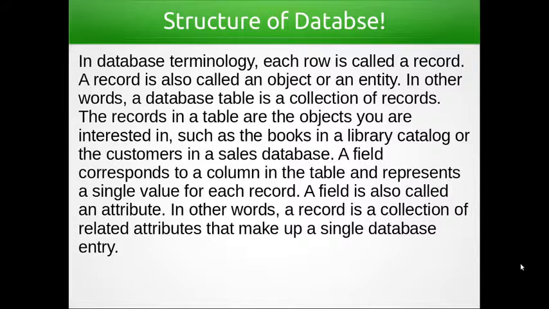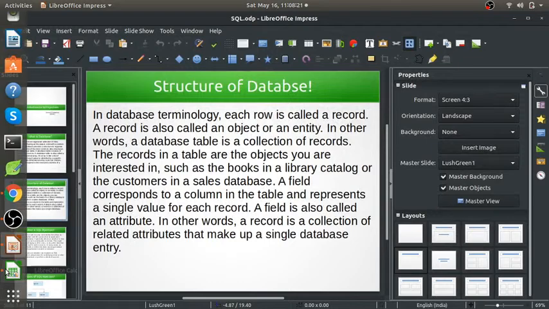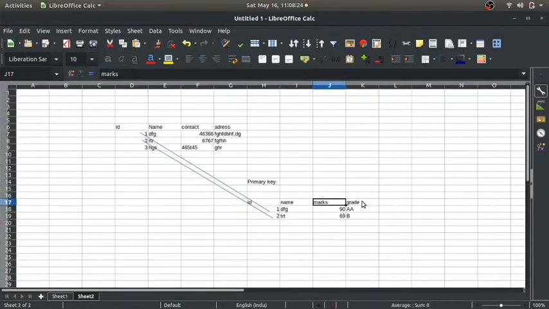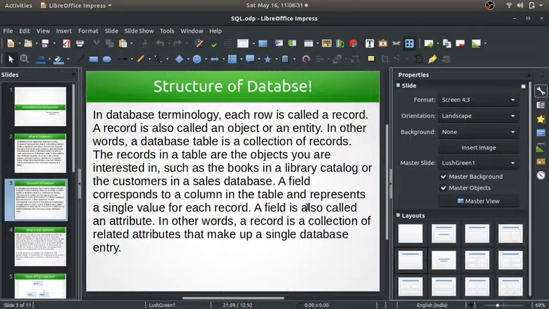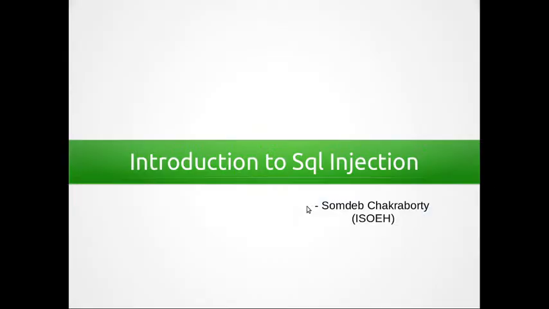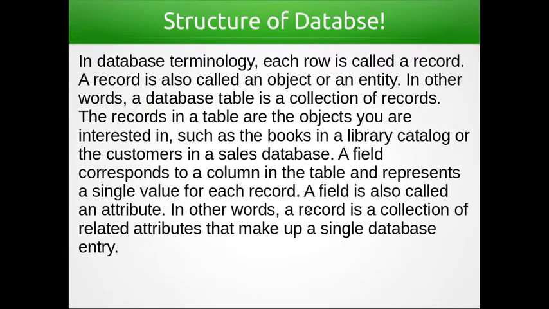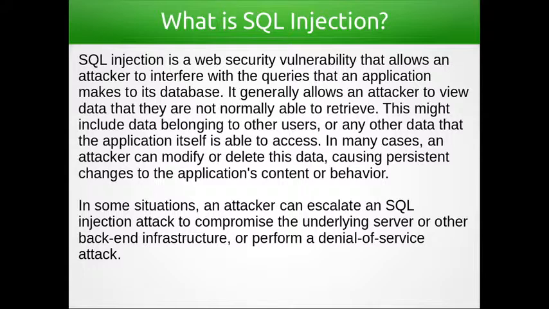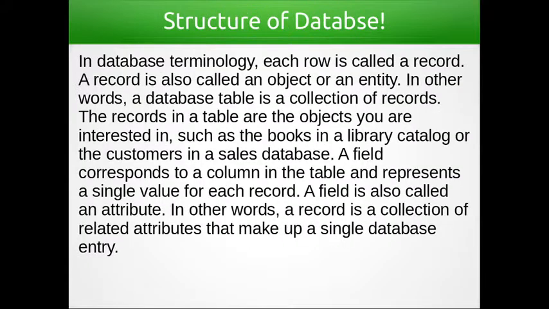So these fields are called attributes, and in these attributes we put single individual data, right? In other words, a record is a collection of related attributes that make up a single database entry. Okay, so this is the structure of the database, a basic concept of database.